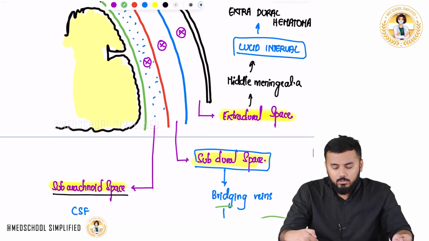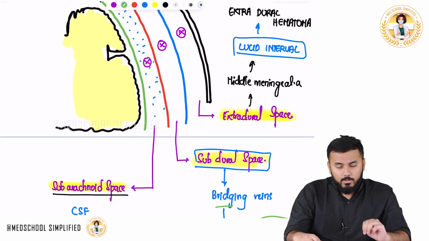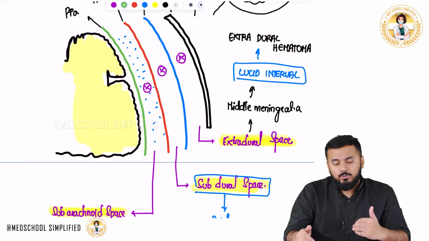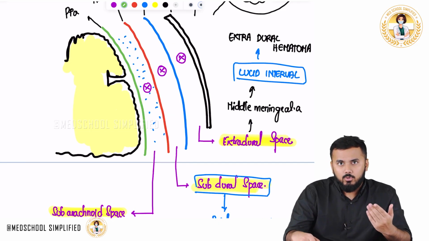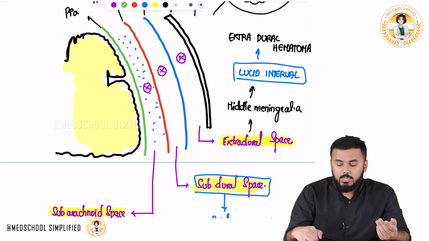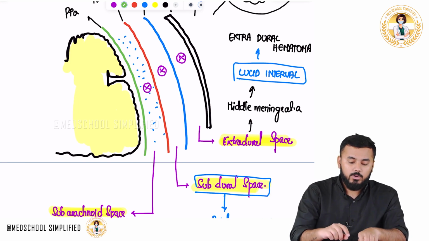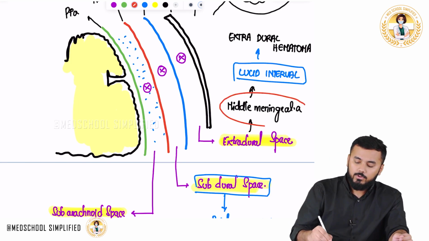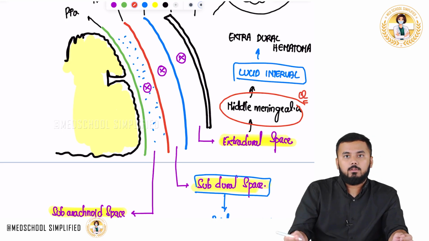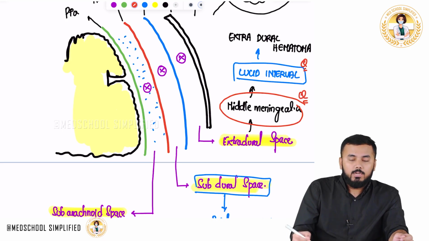anatomy, for neurology also. There are three types of hematomas here. Outside the dura mater, you have a hematoma called extradural hematoma, where the middle meningeal artery is ruptured. So this is very important. They're going to ask you from the anatomy point of view, which artery will be ruptured? Middle meningeal artery. And the patient is going to have a lucid interval.